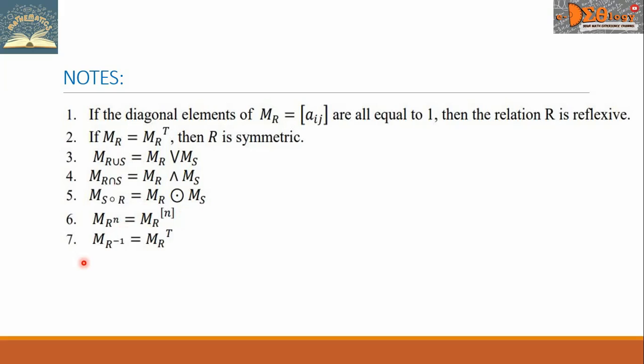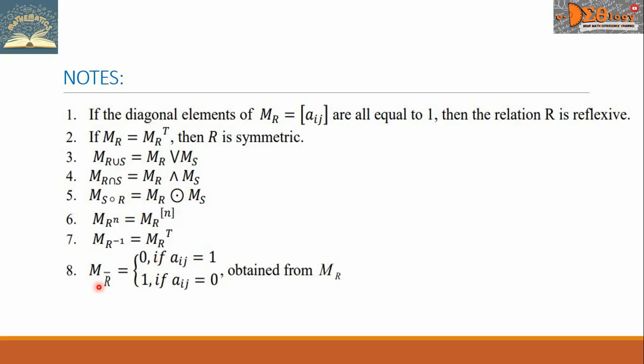Number 7, the M sub R inverse is equal to the transpose of M sub R. Number 8, the M sub R complement has value 0 if a sub ij equals 1, or the value is 1 if a sub ij equals 0, obtained from the M sub R.